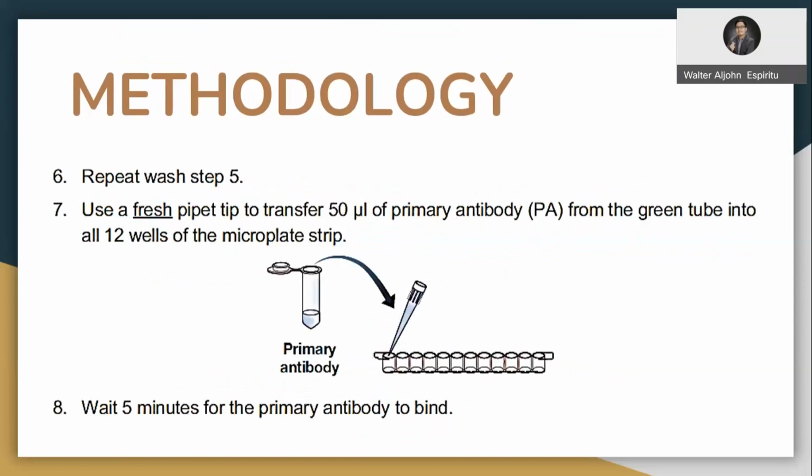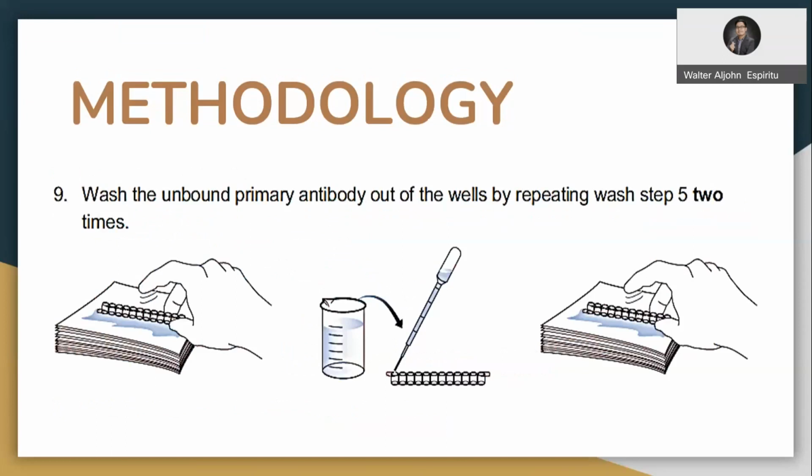The next thing you're going to do is to pipette the primary antibody, or the PA, from the green tube into the 12 wells. Again, make sure that you have only 50 microliters of the primary antibody as much as possible. After the addition to the last well, wait for 5 minutes for the primary antibody to bind. Just leave it as is, and then repeat the washing.